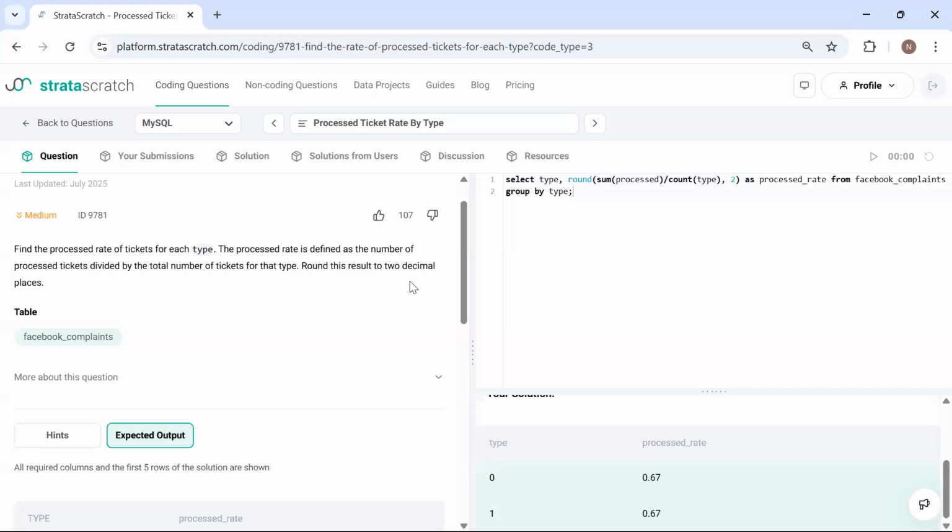This is a pretty simple question. You just have to understand the difference between processed and the type, and then you can solve this problem. So I hope you understand this question.